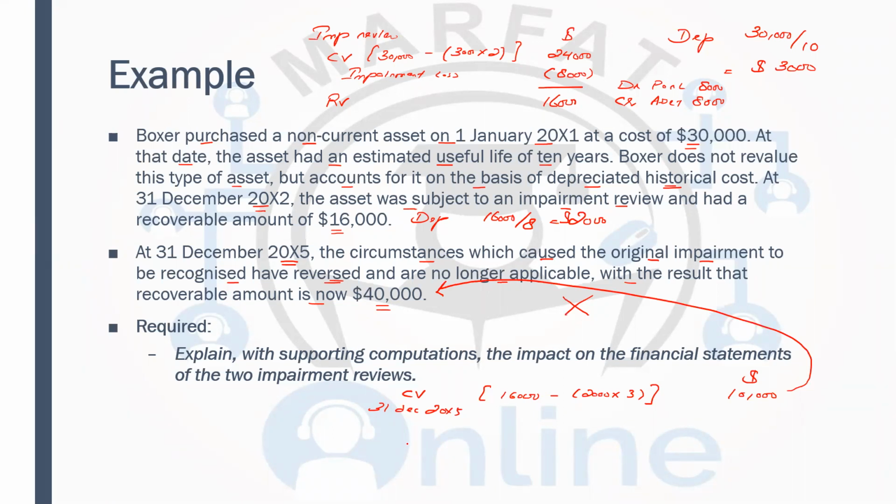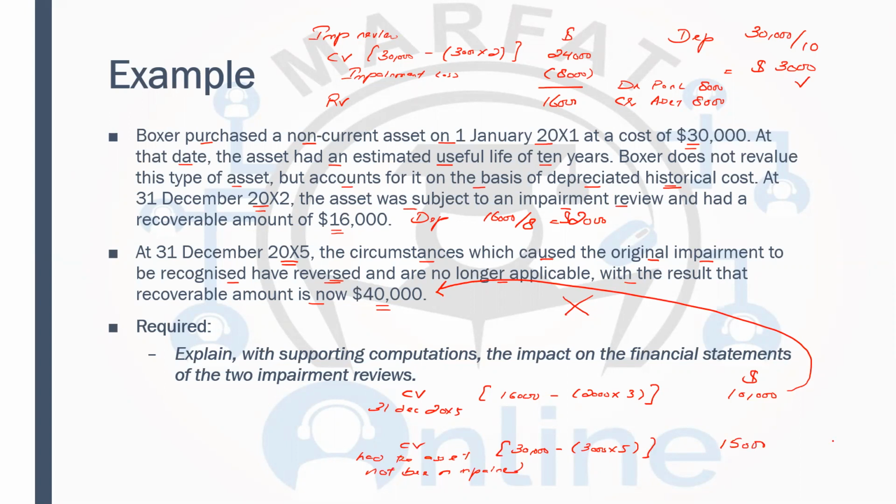So we need the carrying value had the asset not been impaired. We need the carrying value assuming there was no impairment. The cost was 30,000 and per year depreciation was 3,000. What if there was no impairment? That means the asset till now would have depreciated for 5 years. So 3,000 into 5 is 15,000, and 30,000 minus 15,000 is equal to 15,000.